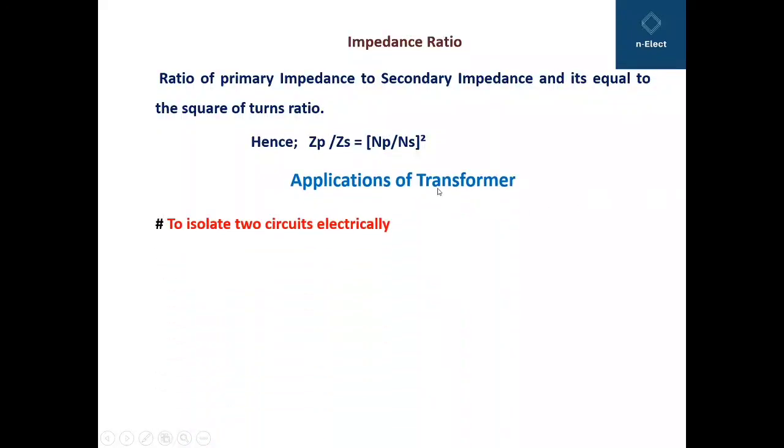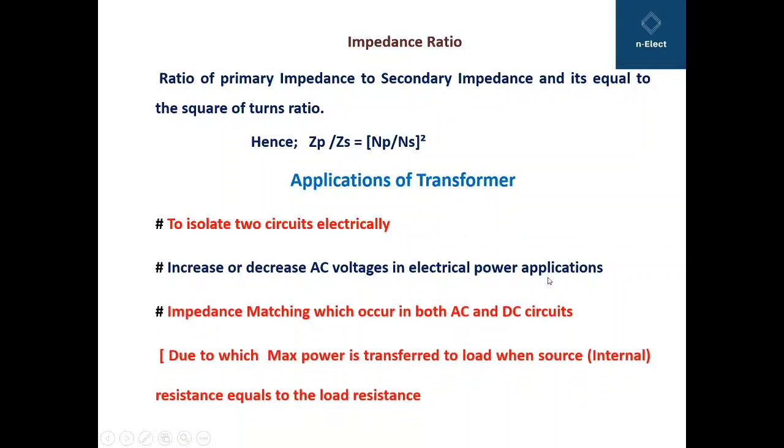So as far as the applications of the transformer are concerned, it is basically used to isolate two electrical circuits electrically. It increases or decreases AC voltages in electrical power applications. And so far as impedance matching is concerned, impedance matching occurs in both AC and DC circuits, due to which the maximum power is transferred to the load when the source or internal resistance equals the load resistance.